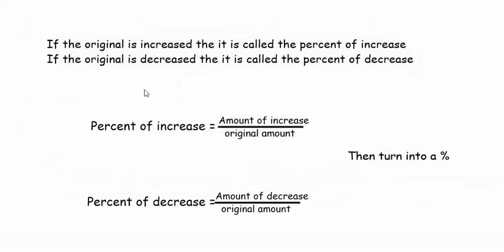Like my original example, I talked about a car. If your value increases over the years, it's called the percent of increase. But if it goes down, it would be called percent of decrease, the decrease amount. You can write these down if you want to, but it's the same formula.